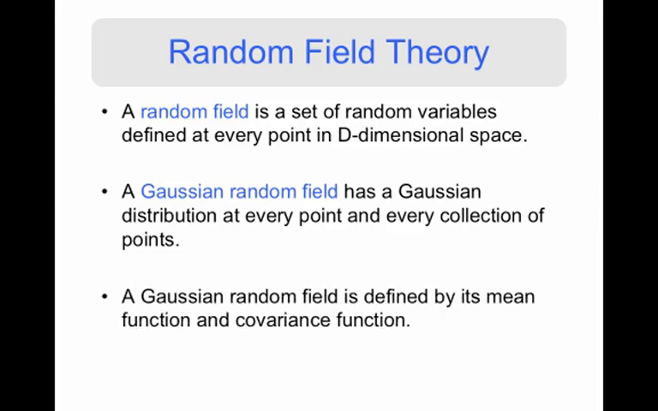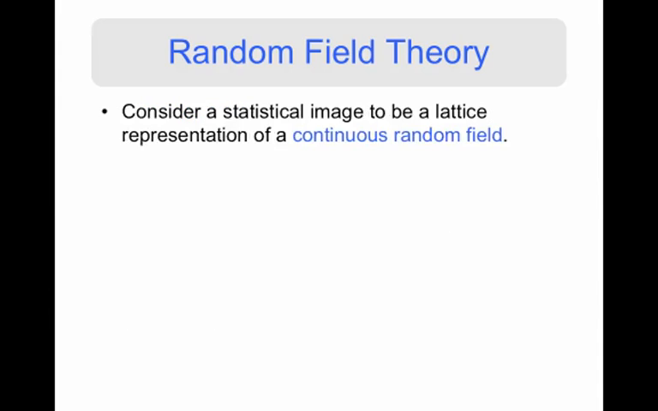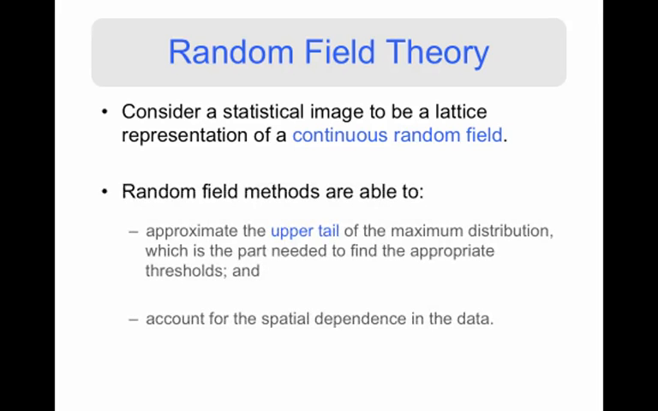A Gaussian random field is defined by its first two moments, its mean function and its covariance function, just like a normal random variable. We consider these statistical images that we obtain to be a lattice representation of a continuous random field. Using random field methods, we're able to approximate the upper tail of the maximum distribution, and this is really the part we need in order to find the appropriate thresholds. Secondarily, it allows us to account for the spatial dependence inherent in the data, so it allows us to do something we can't do with standard Bonferroni correction.